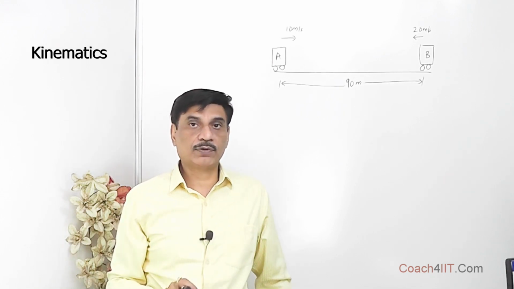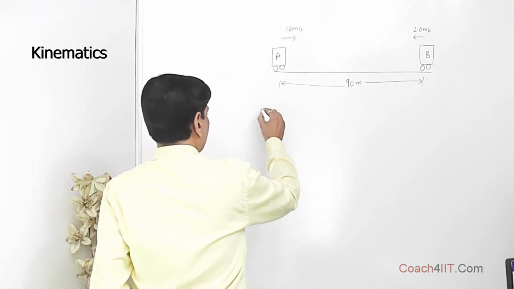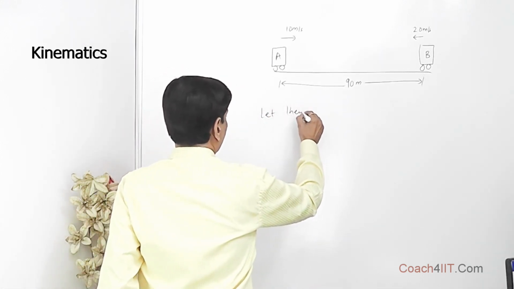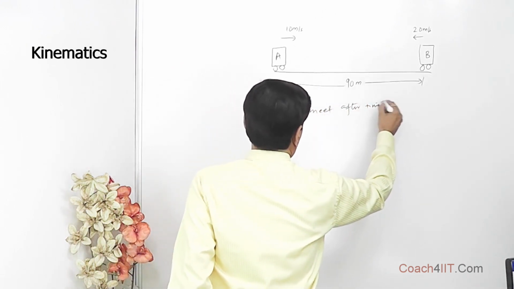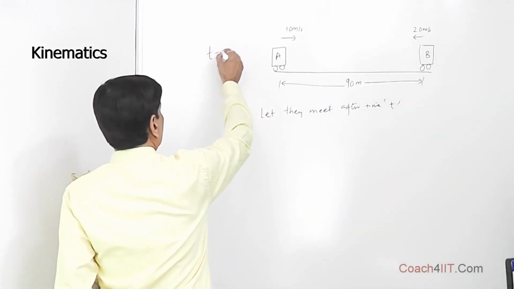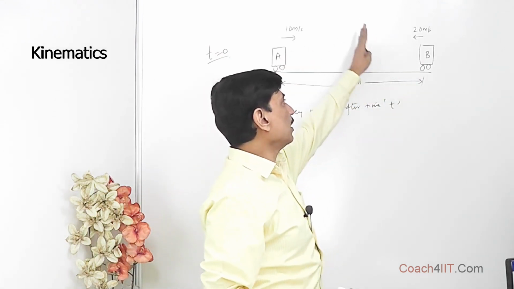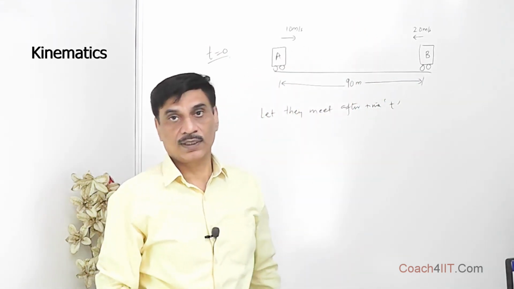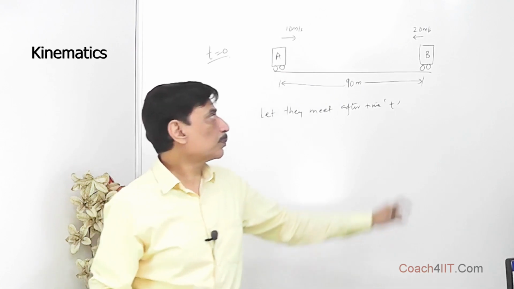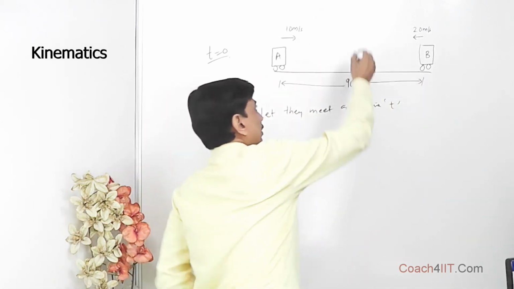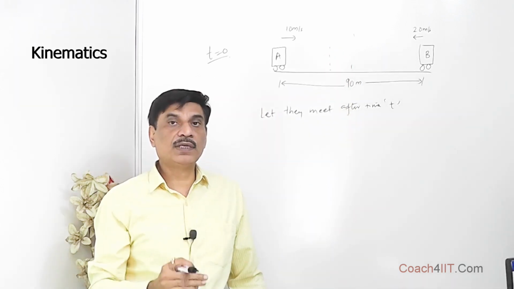In all such questions, our first line is generally reserved, and we say let them meet after time t. Obviously at t equal to 0, this is the scenario. This one has a greater speed, so had the two speeds been equal, they would have met in the middle of this path, that is at a distance of 45 meters from either of these two positions. But now its speed is higher as compared to this, so they will not be meeting over here, they'll be meeting somewhere over here.